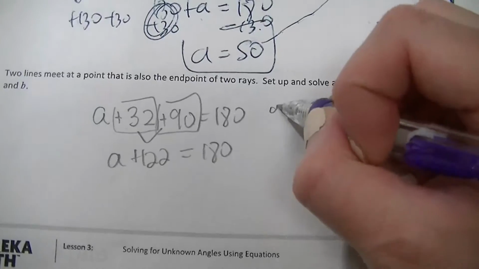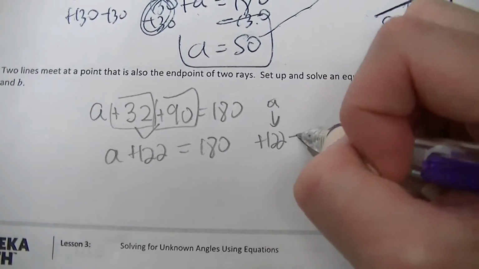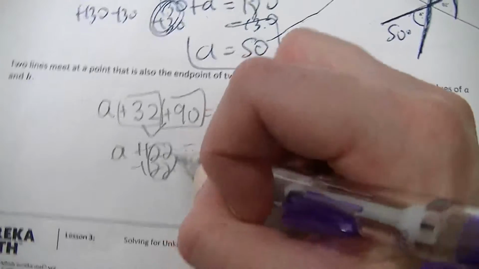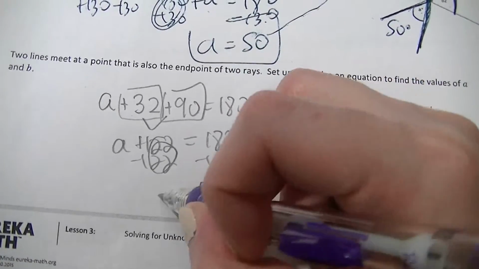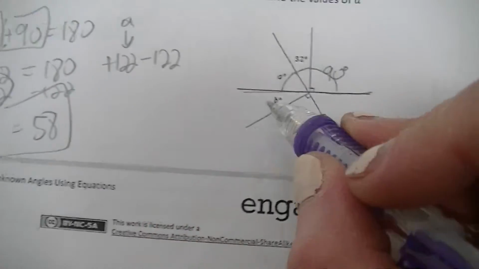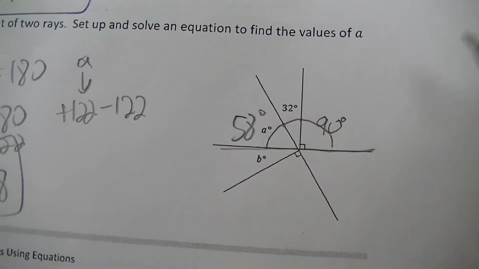Now build it. Start with A, then we just added 122 to it. Inverse operation of adding is subtracting, so we're going to subtract 122 from both sides of that equal sign. 122 minus 122 is 0, and 180 minus 122 is 58. A is equal to 58. Let's substitute that back in over here. Okay, and we just slapped on a degree sign.